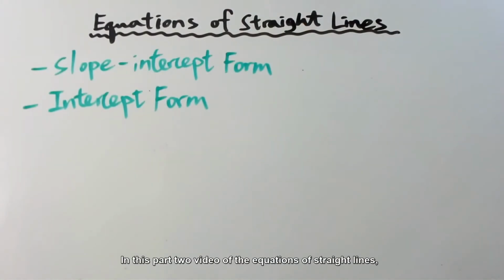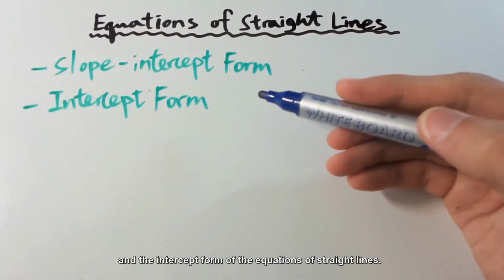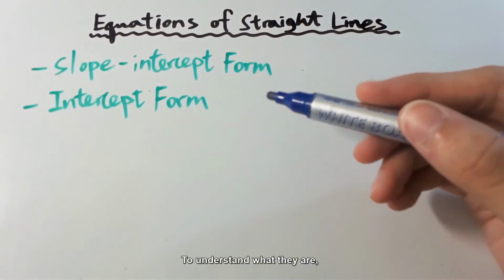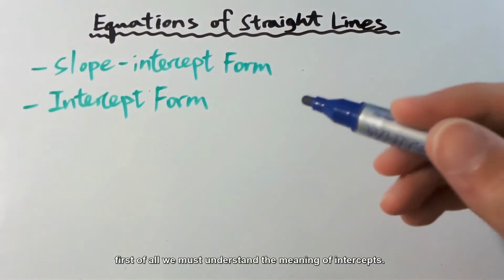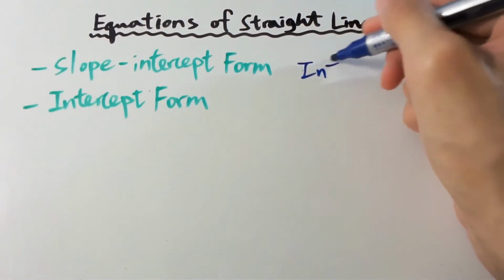In this part 2 video of the equations of straight lines, we will take a look at the meaning of the slope-intercept form and the intercept form of the equations of straight lines. To understand what they are, first of all, we must understand the meaning of intercepts.